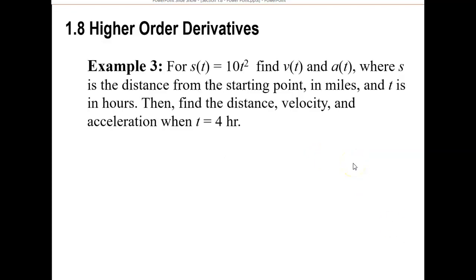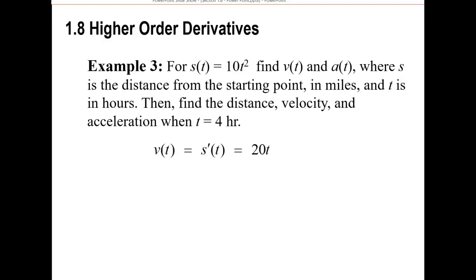All right, so say we have a position function or a distance function given to be s of t equals 10t squared. We want to find velocity at time t and acceleration. So what's the first and second derivative of s? And s is the distance from the starting point in miles, and t is in hours. Okay, then find the distance, velocity, and acceleration when t is 4. So after we found our velocity and acceleration functions, we're going to plug in 4.